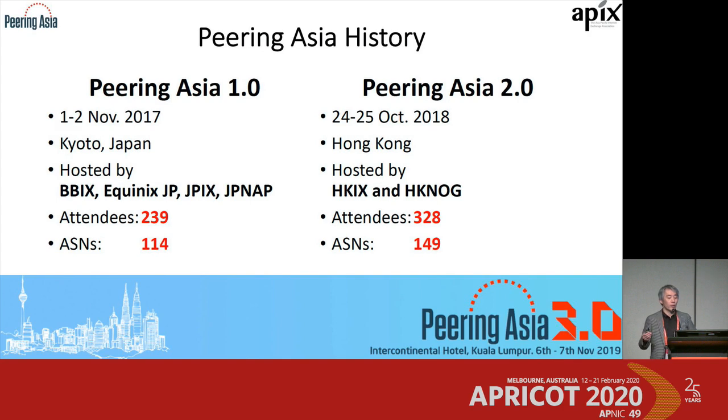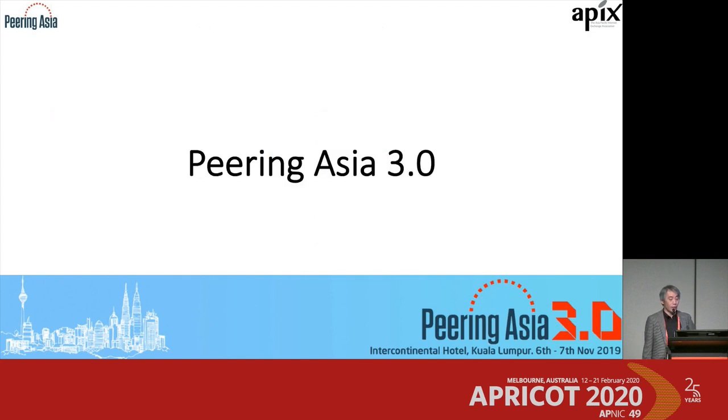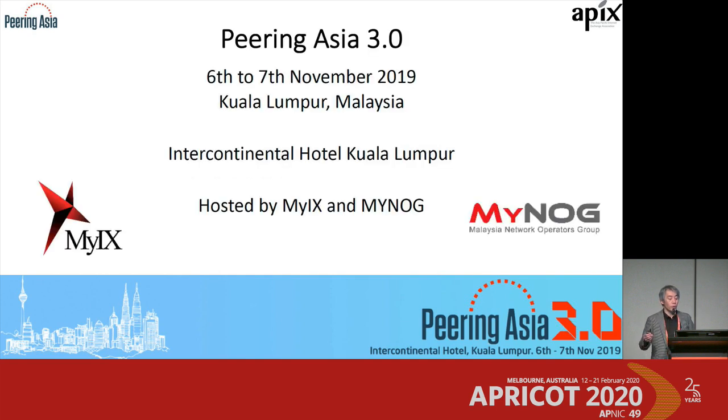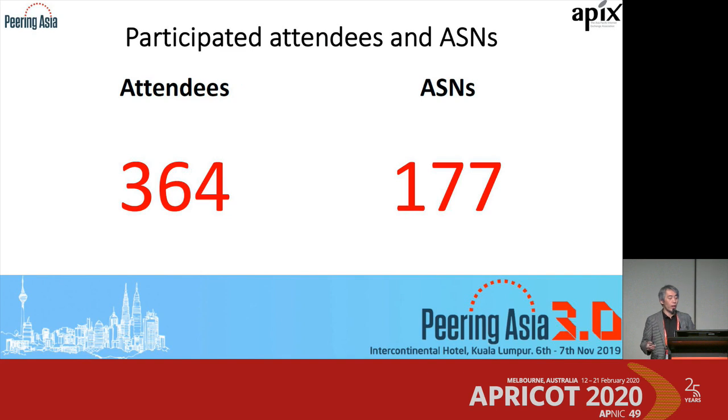And the second one, in 2018, was hosted by the HKIX and Hong Kong team, in Hong Kong. At the time, attendees were 328, and the ASN count was 149. Peering Asia 3.0 was held last year, November 2019, in Kuala Lumpur, hosted by MyIX and MyNOG. We had 364 attendees, and the ASN count was 177. So the number of attendees and ASNs is increasing.